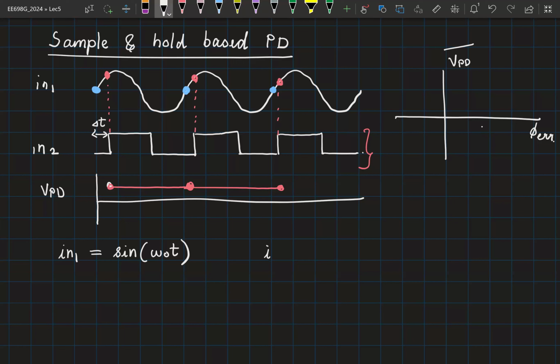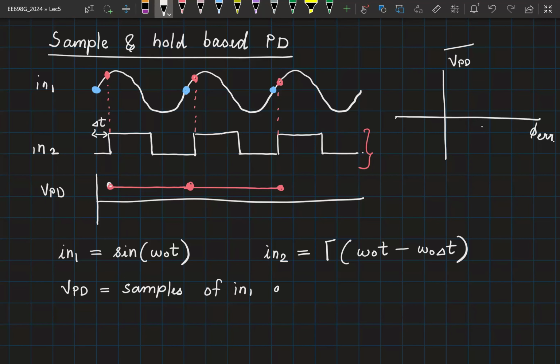Let me call my in2 as some gamma of omega naught t minus, what is the expression? Omega naught into delta t. Now my VPD is basically samples of in1 at t equal to, can you give me a generalized expression? What is this instant? T equal to delta t. This instant?